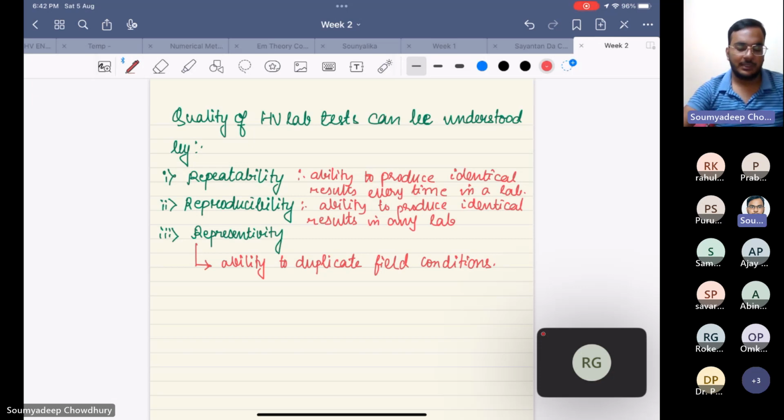So these are basically 3, or rather for Indian labs, we will say there are basically 2 R's, repeatability and reproducibility, which we need to understand, which we can use as a parameter for assessing the successfulness or trustworthiness of our particular laboratory test. Okay.